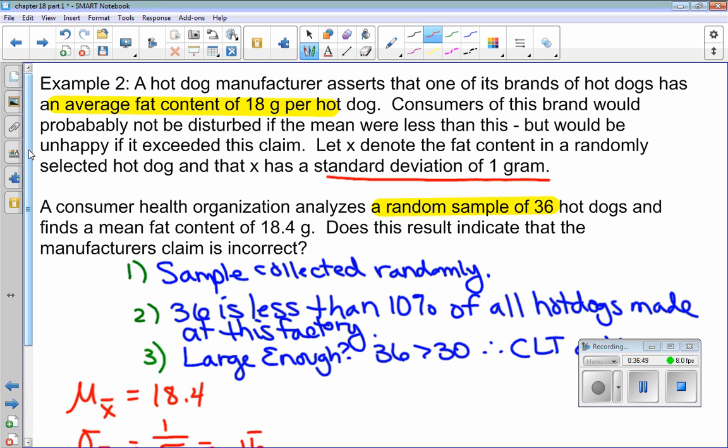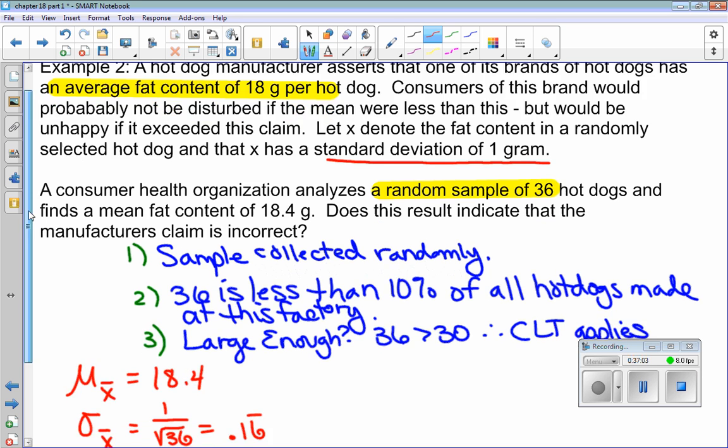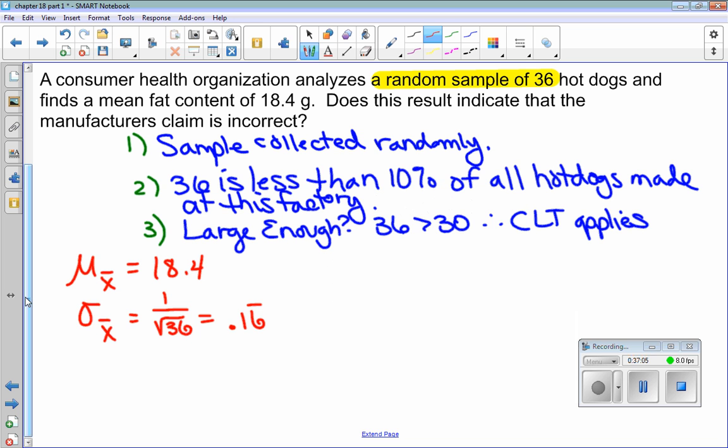Anyway, in order to answer this question, we know it's a normal model. We know the central limit theorem applies. Do you agree? So let's draw it and sketch out what this might look like, and then we can see if we can prove them wrong.